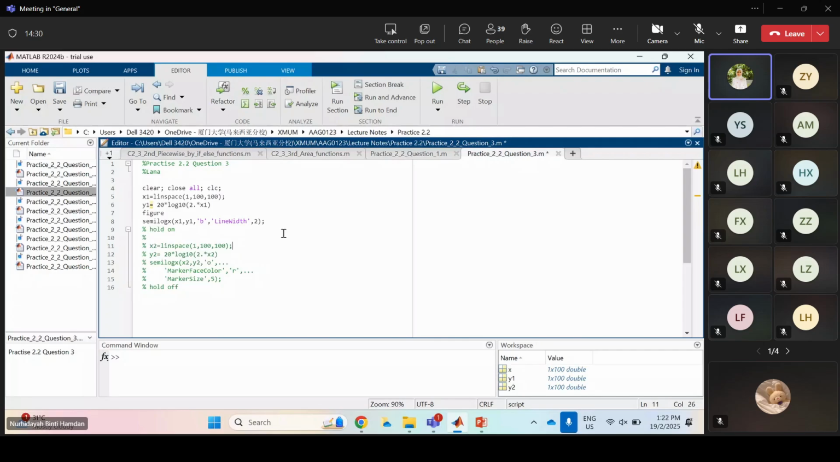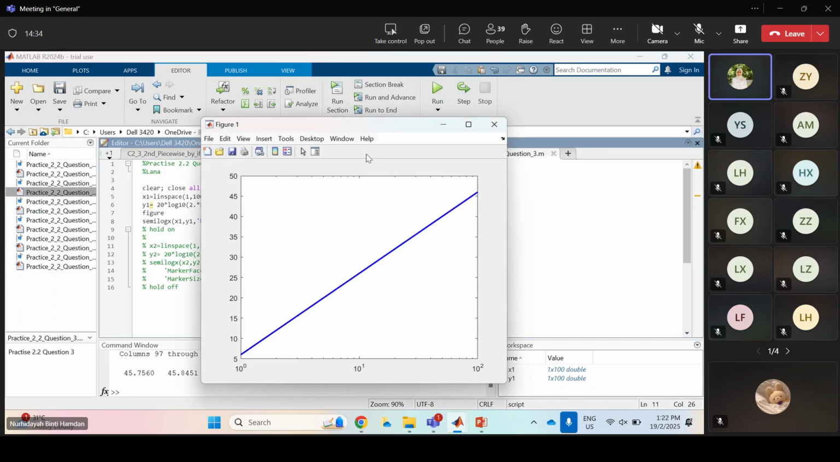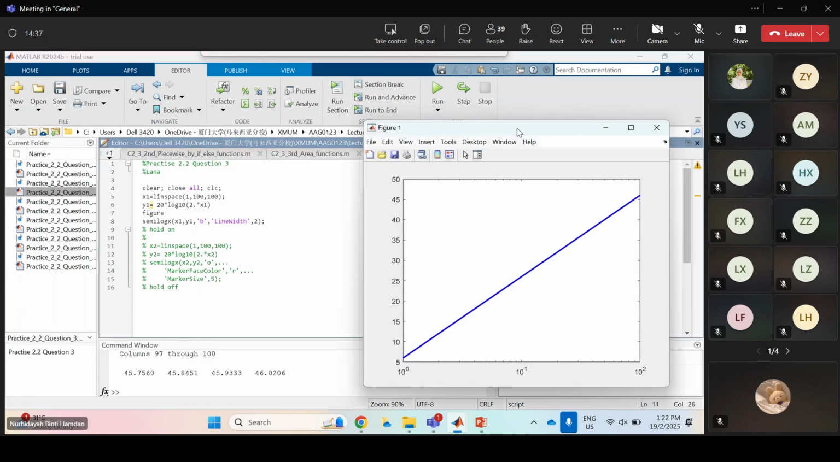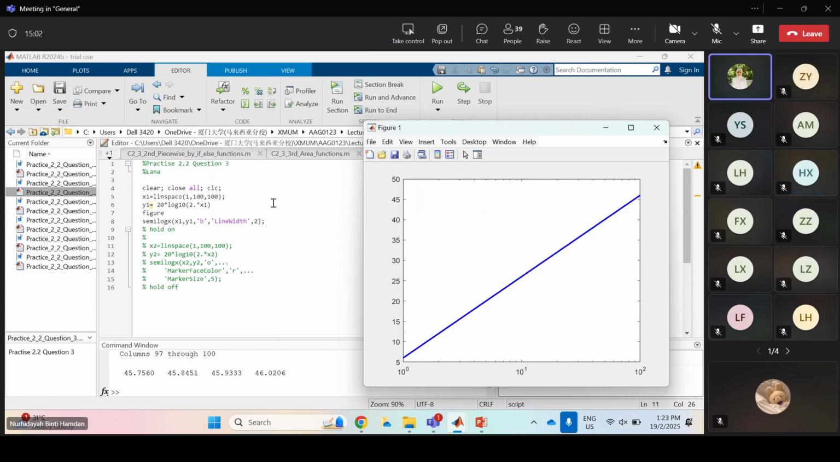Okay, this is for the first part, so you will get this graph. This is the first part, where you get the graph without a marker. You see here the x-axis is in a log range, it's in a log format. That's why we use semilogx.